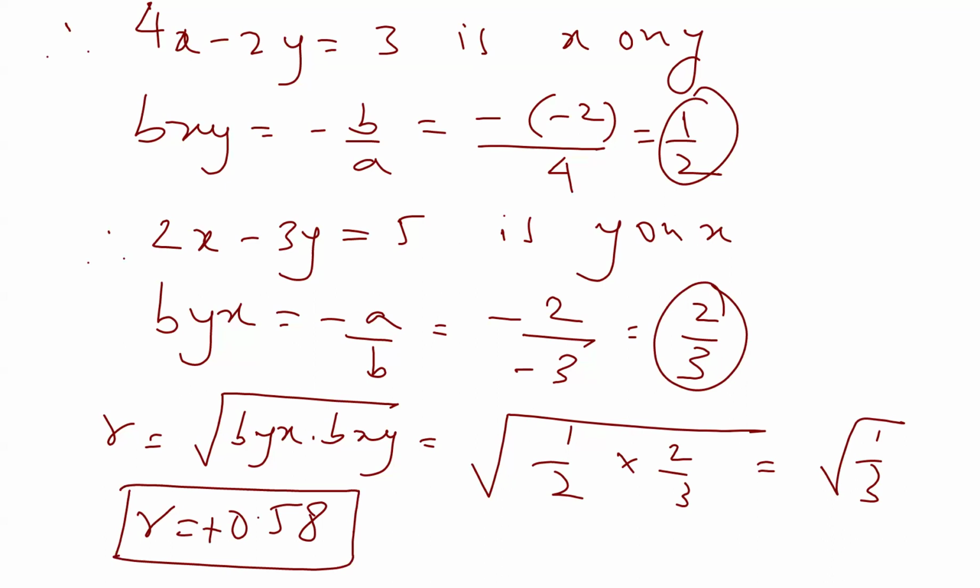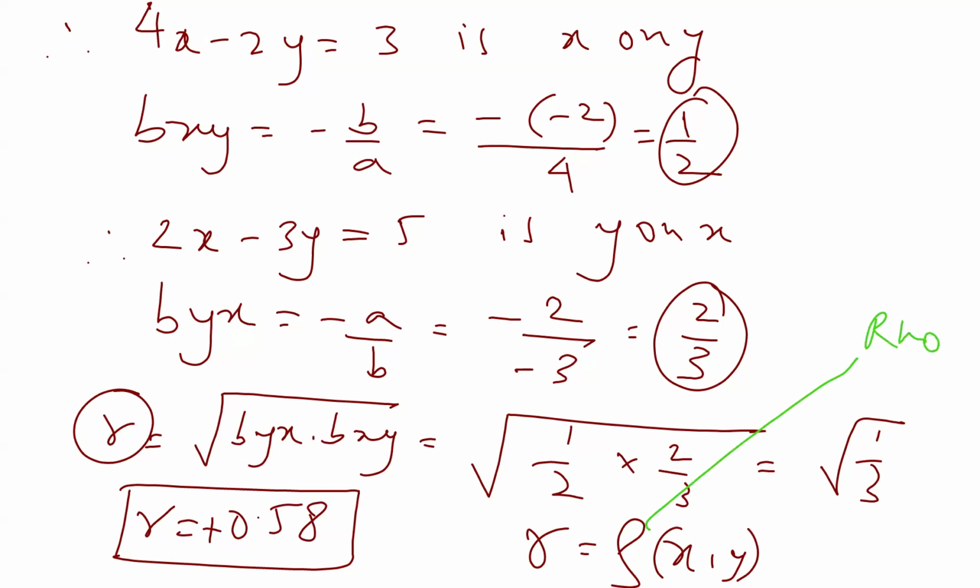Okay. Now they are using a different notation for R. They are using R as rho. This is called rho. It is nothing but the correlation coefficient. So Bxy is equal to 1 by 2. Byx is equal to 2 by 3. R or this rho both imply the same thing, that is correlation coefficient. That is equal to 0.58.